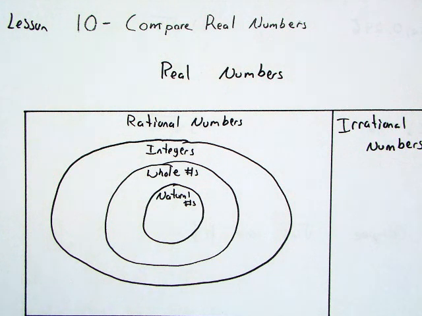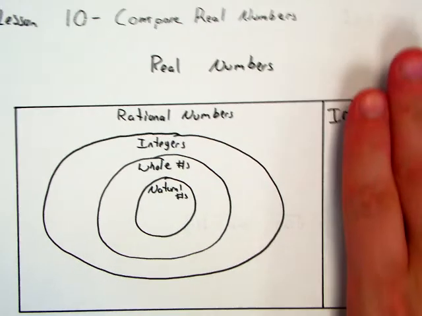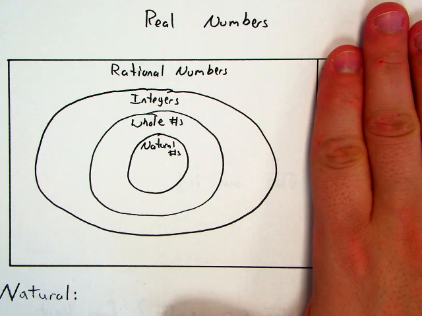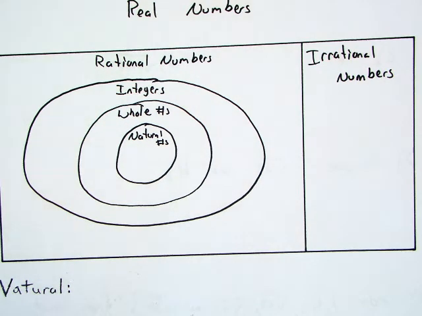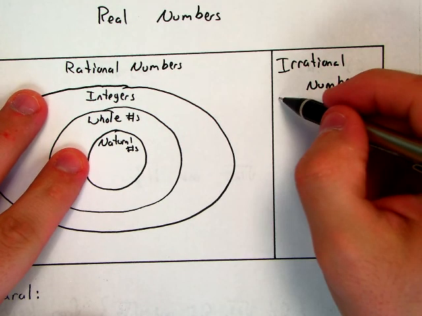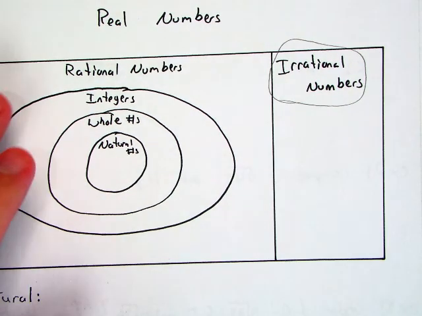All right, today we're going to be talking about Chapter 1, Lesson 10. This is all about comparing real numbers. So the real number system, we've seen this before. This was in our 7th grade book, dealing with rational numbers, talking about different examples of each kind. Now we're going to be adding in something called irrational numbers.